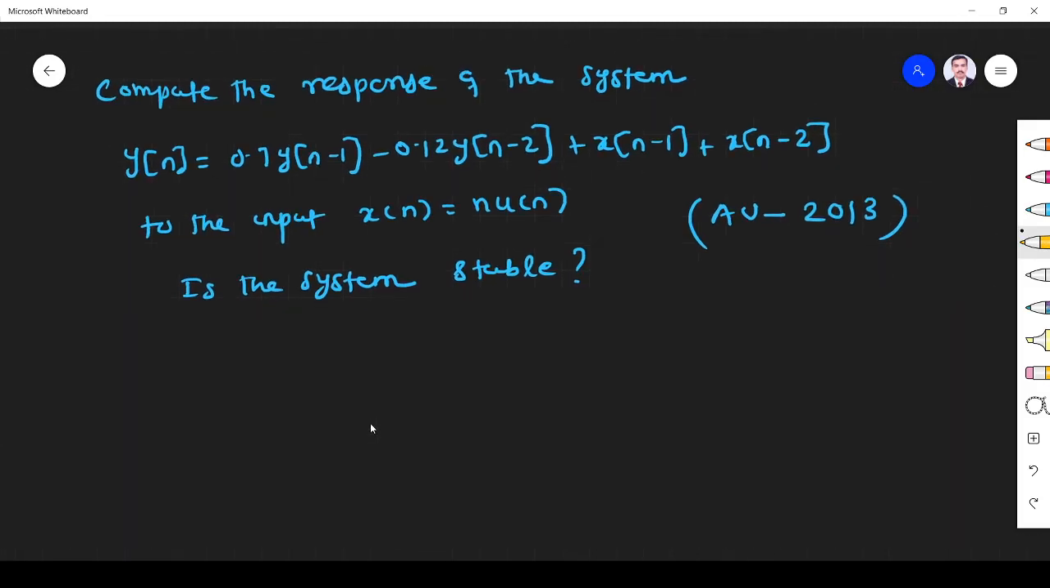Let us see this problem. Compute the response of the system given here, for the input x of n is equal to n into u of n. And they ask whether the system is stable or not. These are the two questions.